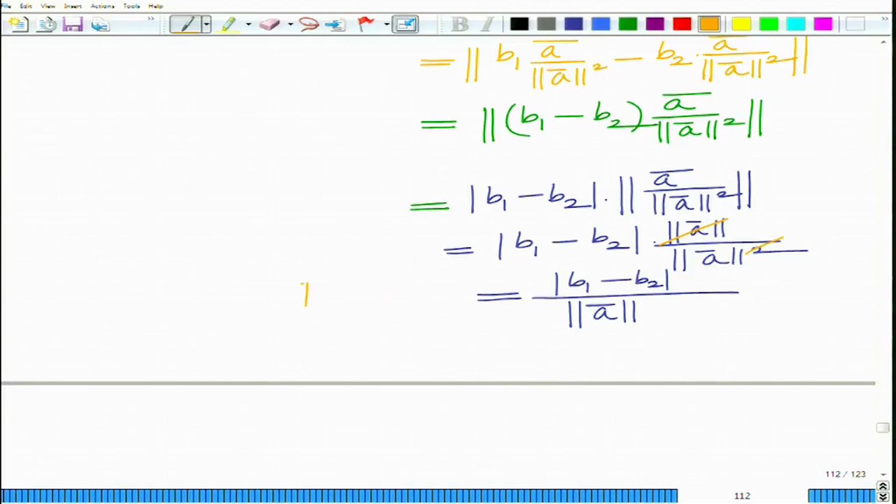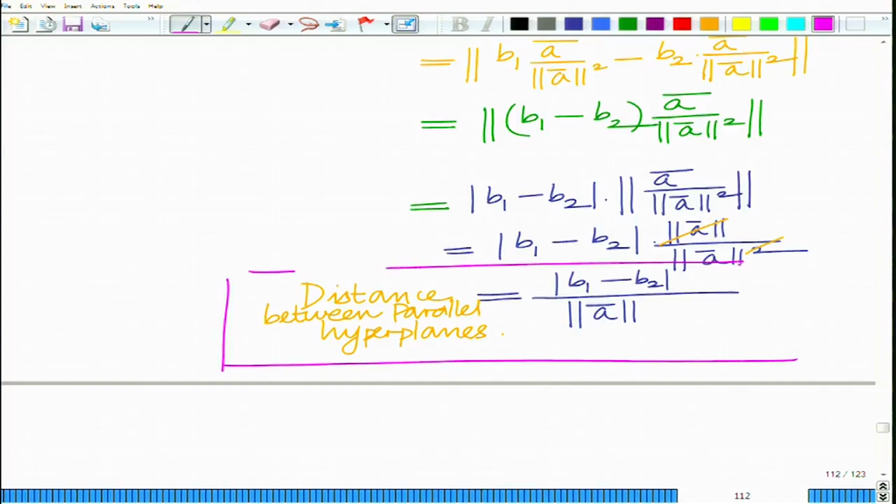This is the distance between the set of parallel hyperplanes which have the same normal vector A bar. And this is important because this interesting property has a lot of applications.